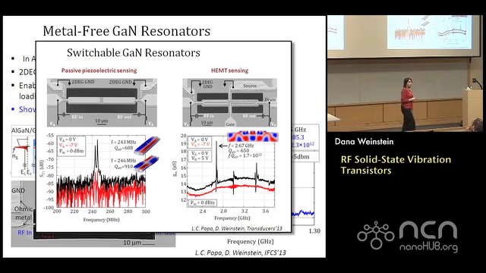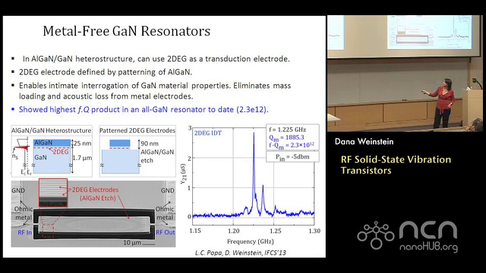So instead of using metal electrodes on top to play with the gallium nitride 2DEG below, we can actually pattern the aluminum gallium nitride sitting on top of the GaN in order to pattern the 2D electron gas itself. And we can make electrodes using only the 2D electron gas, which means there's no metal involved at all on the resonator. Using that, we can interrogate the fundamental properties of gallium nitride, which turn out to be a little bit better than the previous devices, but certainly not an order of magnitude.